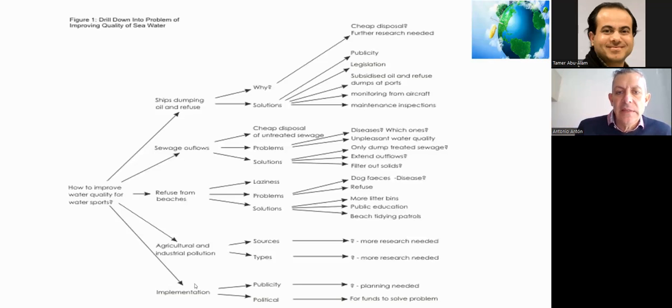Well, those are the problems, and here they show some solutions. At the same time, we show you some solutions in terms of publicity, legislation, monitoring, for instance, from aircraft or drones, or maintenance inspections or whatever it is. These are fine solutions. And here the same, you see which problems, perhaps diseases in terms of water quality.